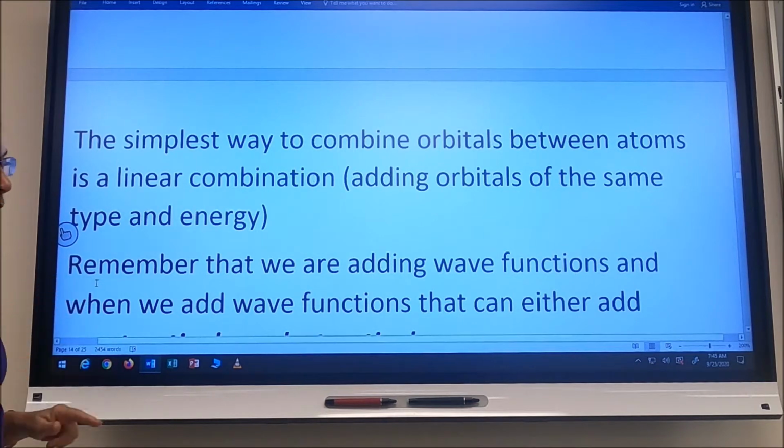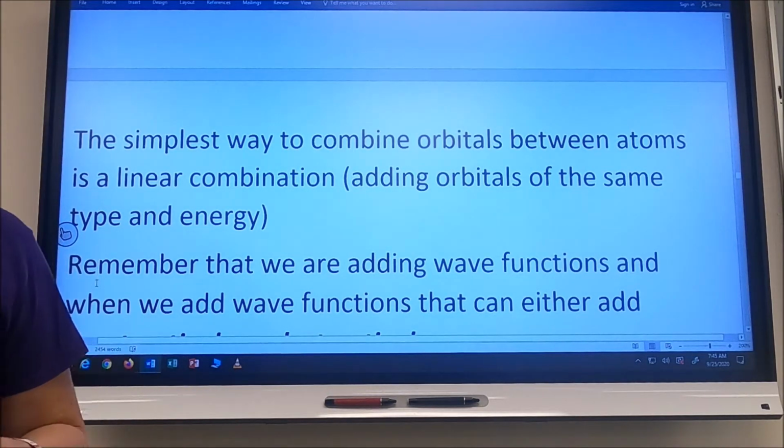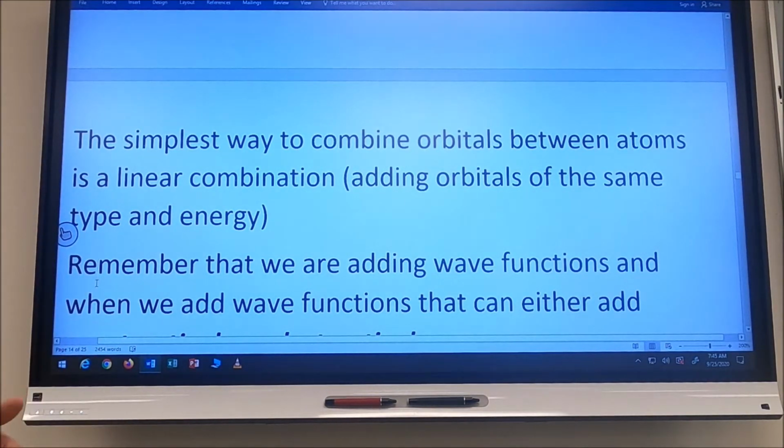Now, when we're thinking about the Schrodinger equation and building these new molecular orbitals, I want you to remember that Schrodinger was concentrating on the energy of the electrons in the atom, and on the wave behavior. So what we're doing in molecular orbital theory is adding two wave patterns from two different atoms together to create a new wave pattern.